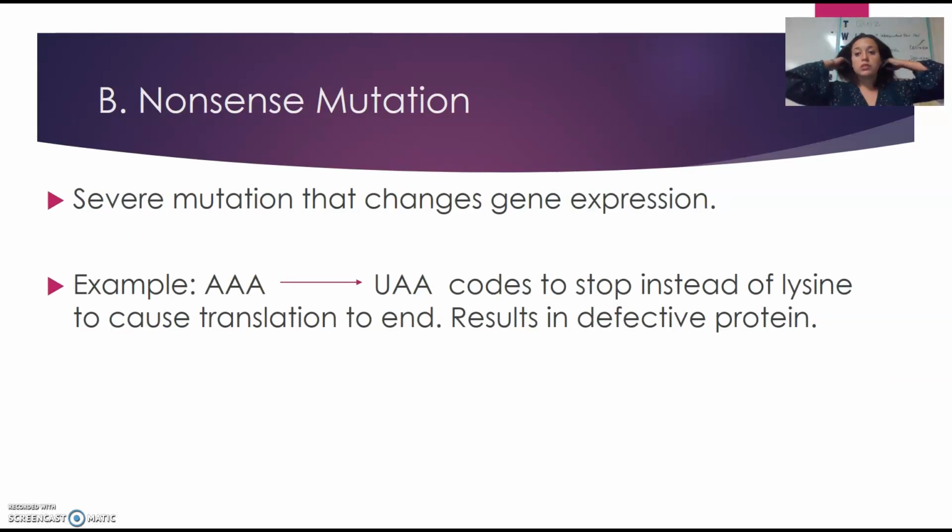A nonsense mutation is a mutation that causes a change. So an example is if you had AAA, and it changed to UAA, it would tell it to stop instead of having lysine as the amino acid. And translation would end, so no other tRNA would bring in any other amino acids, and now your protein is defective because it's too short.